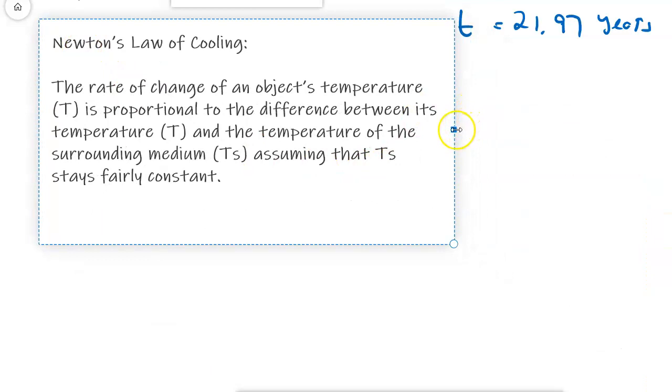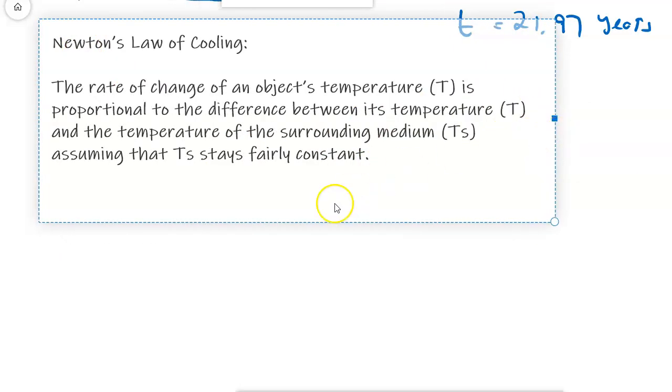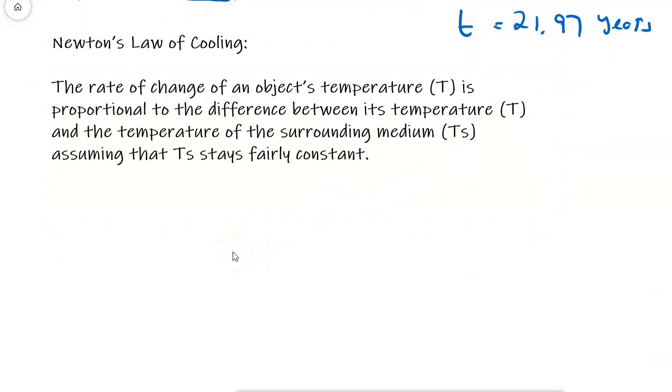So Newton's law of cooling is again related to a difference, right? In this case, we're talking about, let's say, a hot apple pie that you take out of the oven, right? The hot apple pie is 350 degrees, and you leave it to cool in your room temperature kitchen, which is like, what, 68, 70 degrees.